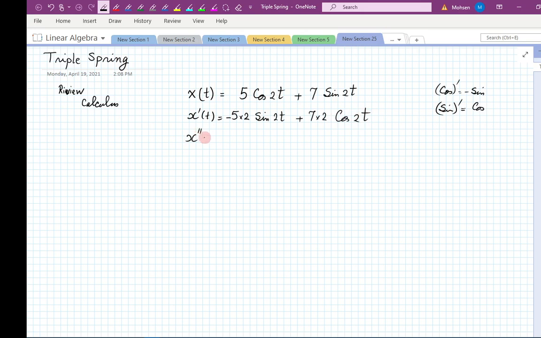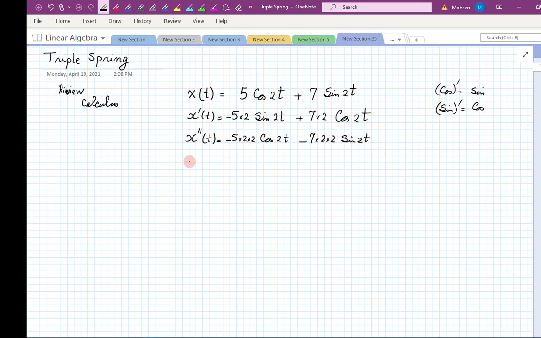We need acceleration, so second derivative. Take another derivative, derivative of sine, again is cosine, and another factor of 2 comes out, so minus 5 times 2 times 2 times cosine of 2t, and this one, derivative of cosine, is minus sine, so minus 7 times 2, another 2 comes out, and then sine of 2t.